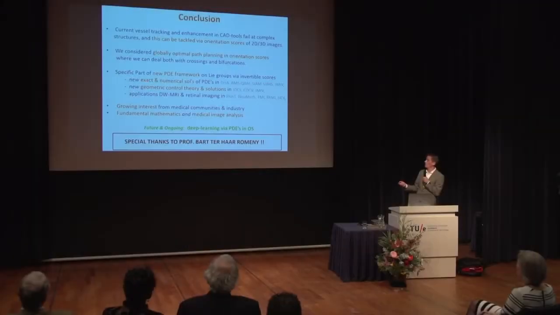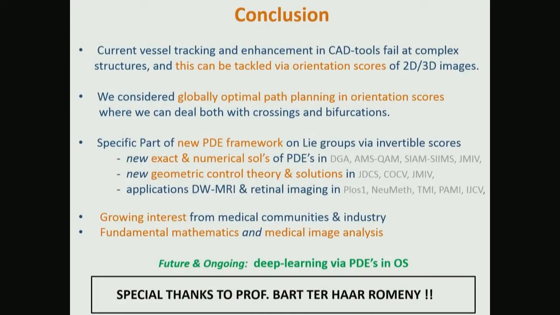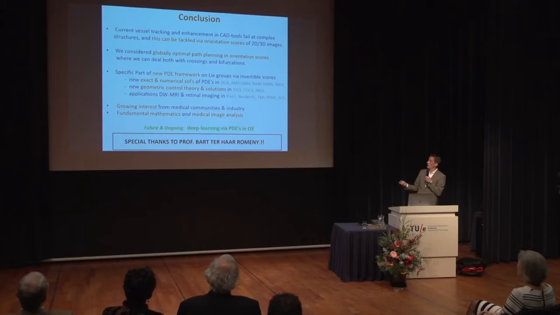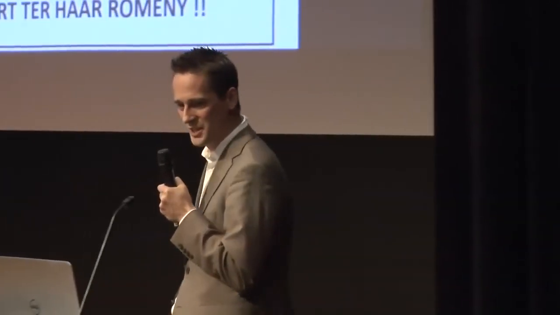And we have published our results in pure math and applied math journals, but also in geometric control theory journals, and in many applied imaging journals, in diffusion-weighted MRI, retinal imaging, in PLOS ONE, PAMI, IGCV, etc. So it reflects a bit of my personal scientific ambition, and I think Bart shares this with me. It is basically the combination of fundamental mathematics and very applied medical imaging that leads to success. And this goes basically both ways.